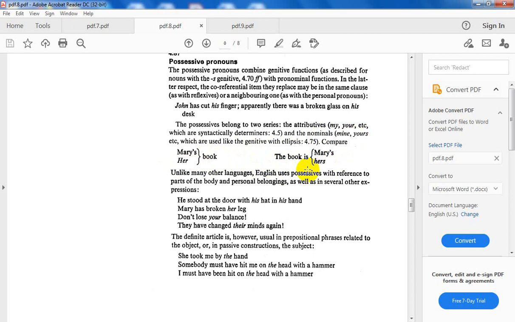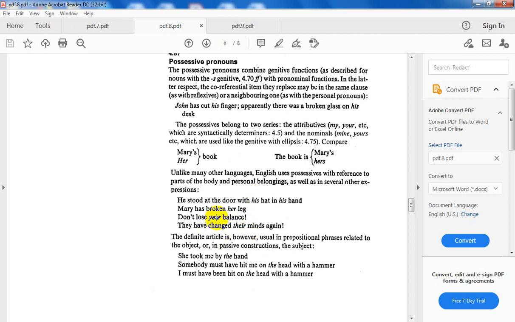Unlike many other languages, English uses possessives with reference to the parts of the body and personal belongings, as well as in several other expressions. He stood at the door with his hat. That is, referring to my own belongings, my own things, parts of the body, I use the possessive pronouns. Mary has broken her leg. Don't lose your balance. They have changed their minds again.